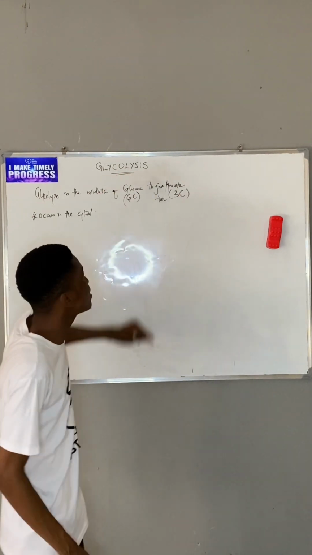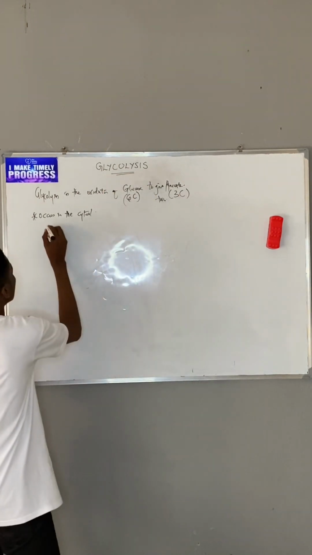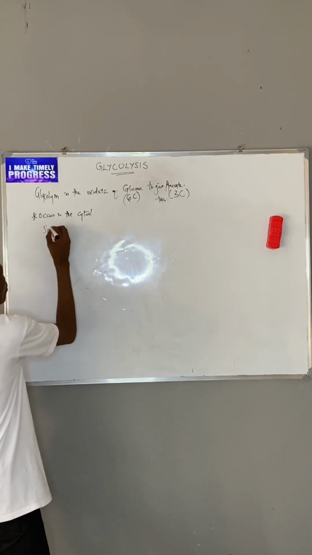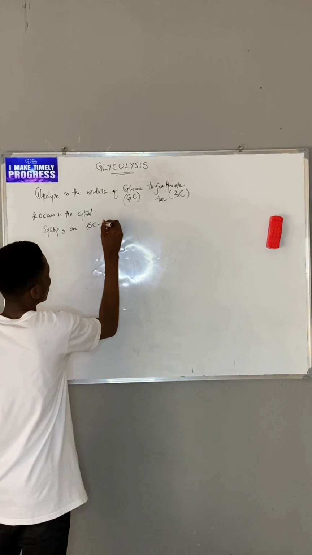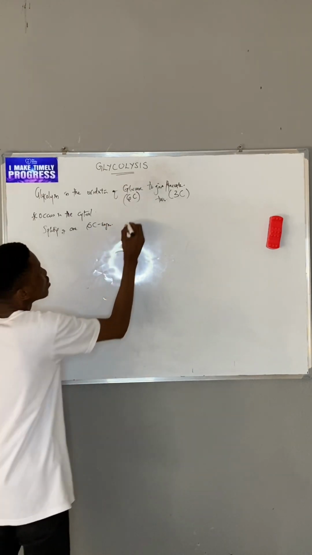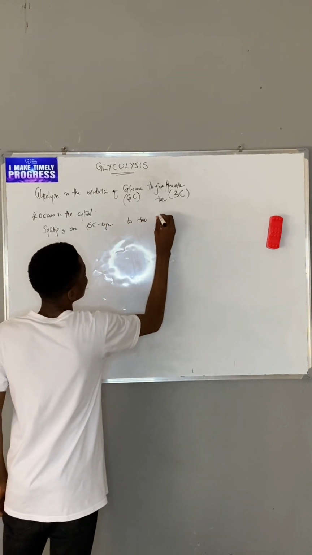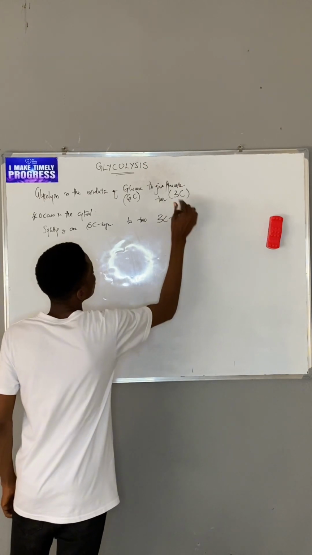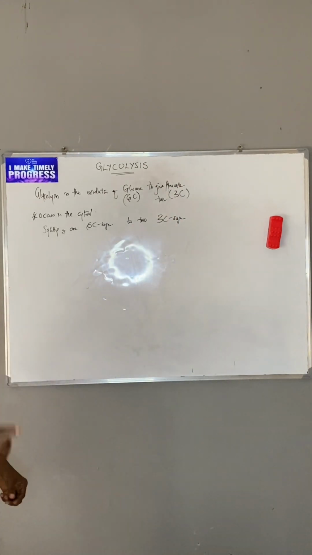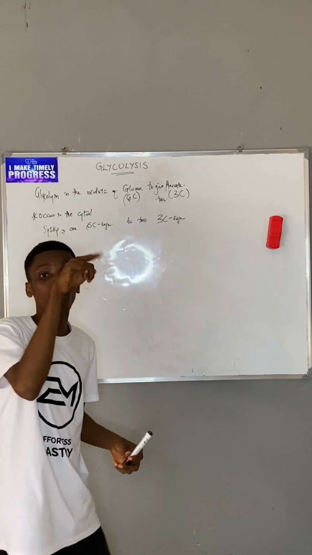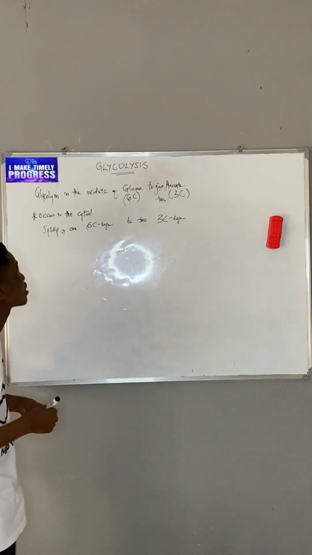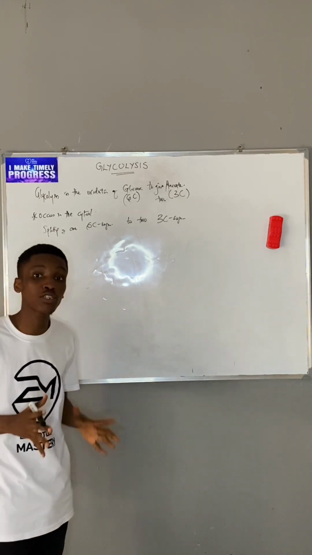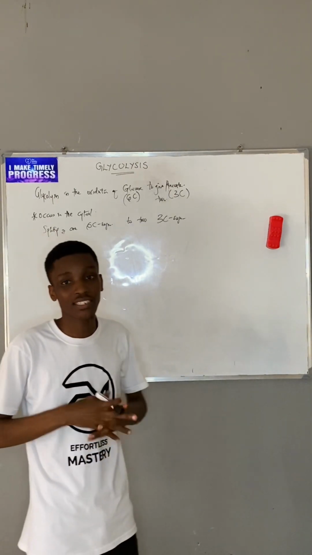But like I said, this oxidation involves splitting of one 6-carbon sugar, which is glucose, into 2 3-carbon sugars, which is pyruvate. So from 1, I'm now having 2, and instead of being 6-carbon, it is now 3-carbon twice. So that's about glycolysis. Remember we said it happens where? It happens within the cytosol.